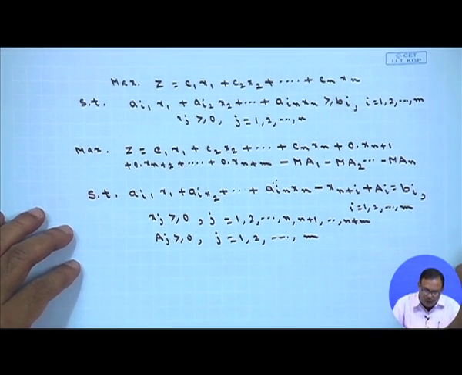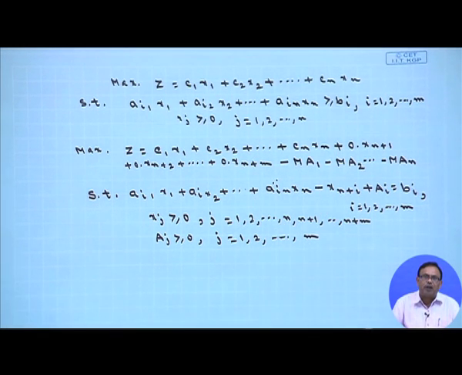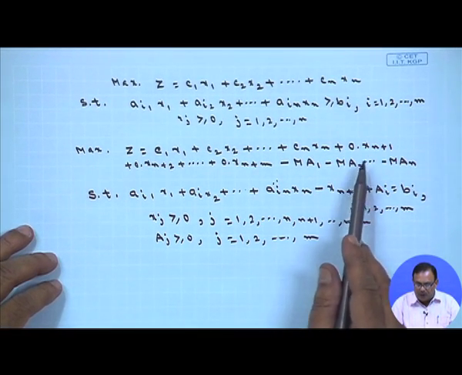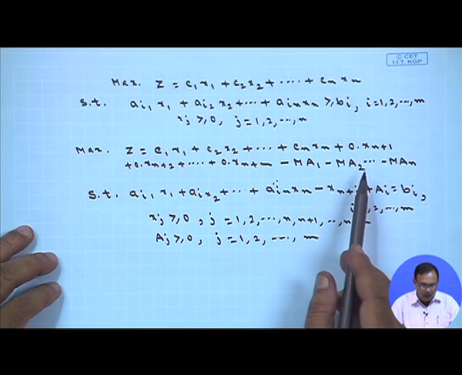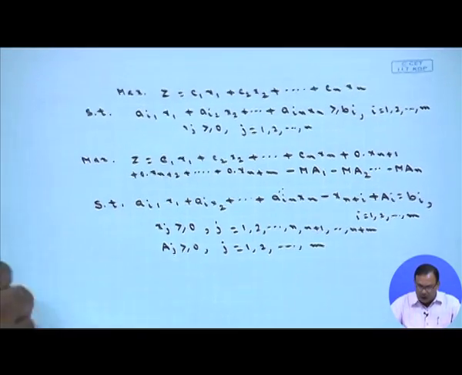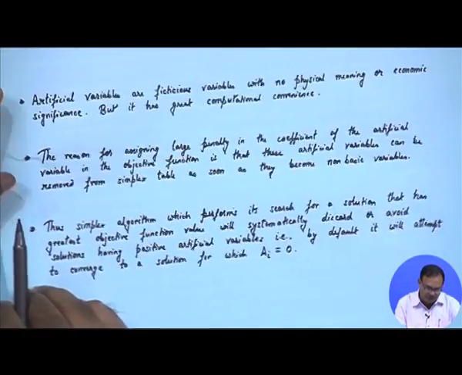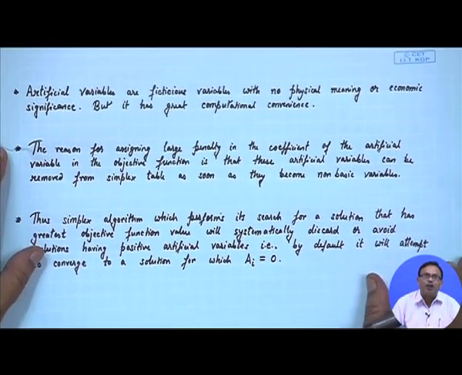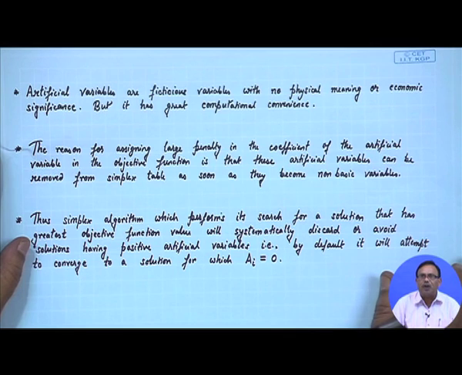So, my problem, whenever I have this greater than or equal to inequality problem, in that case I am attaching both the surplus variable as well as the artificial variable. Please note a few things. Artificial variables are fictitious variables, which have no meaning or economic significance.